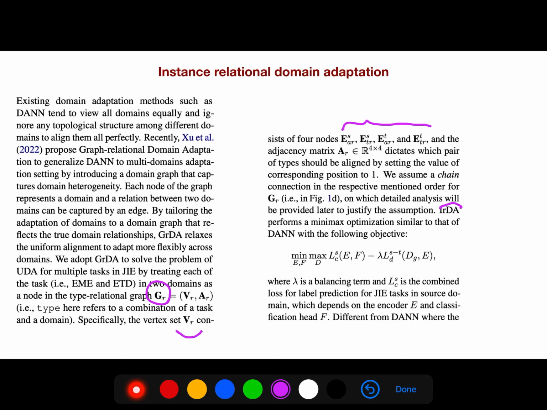IRDA performs a minimax optimization similar to DANN. So it's a minimax, and lambda is just the balancing term here. So L sub C is the combined loss for label prediction for joint information extraction in the source domain, which depends on this encoder E and classification head F.